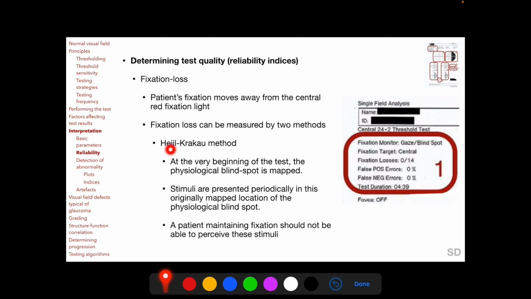In the Heijl-Krakau method, at the very beginning of the test, the physiological blind spot is mapped, and during the test, stimuli are presented periodically in this originally mapped location of the physiological blind spot. If the eye moves during the test, the location of the physiological blind spot will also change, and stimuli presented in the originally mapped location of the physiological blind spot will be seen. On the other hand, a patient maintaining fixation should not be able to perceive the stimuli presented in the originally mapped location of the physiological blind spot.